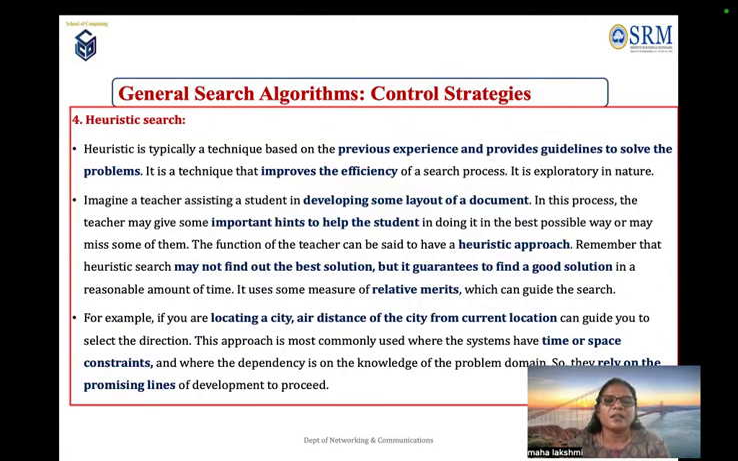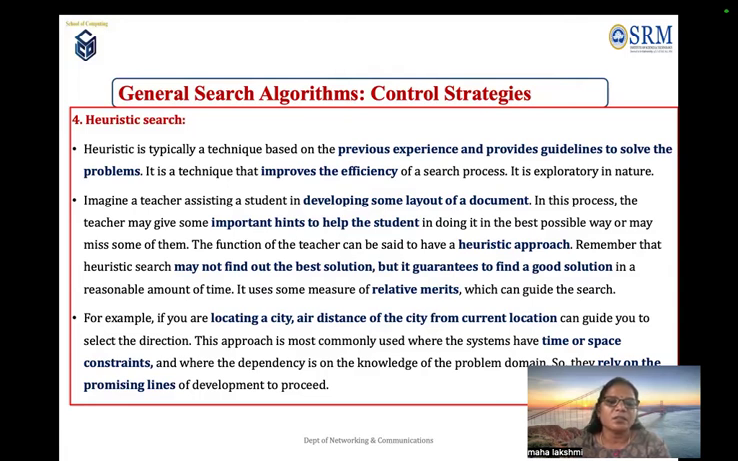In general search algorithm control strategies, there is another searching technique called heuristic search. Heuristic search is typically a technique based on previous experience that provides guidance to solve problems. It is a technique that improves the efficiency of a search process. It is exploratory in nature. Imagine a teacher assisting a student in developing the layout of a document. In this process, the teacher may give some important hints to help the student do it in the best possible way, or may miss some of them. The function of the teacher can be said to be a heuristic approach.